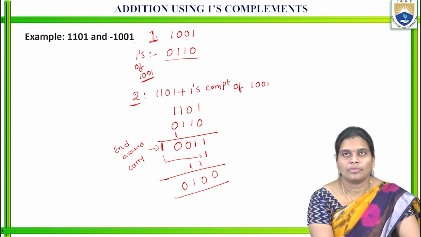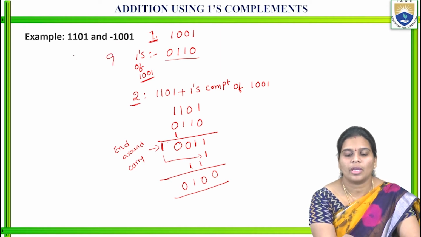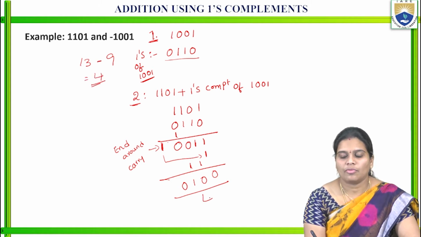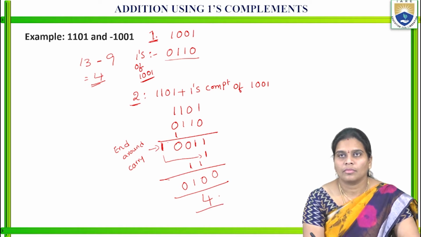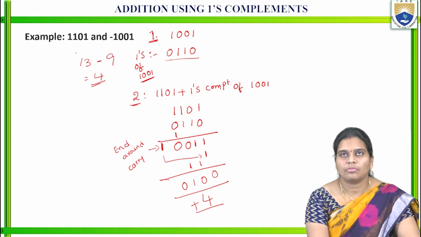1101 and 1001. So this is 2 power 0, 2 power 1, 2 power 2, 2 power 3. So 9. Okay, so here 2 power 0, 2 power 1, 2 power 2, 2 power 3. 13. So 13 minus 9 is 4. So this value is equal to 4. Okay. So positive minus negative means large number minus smaller number, we are getting plus 4. So this is the main important one. If you are getting the carry, that carry is added to the LSB bit, and we are getting the resultant value.